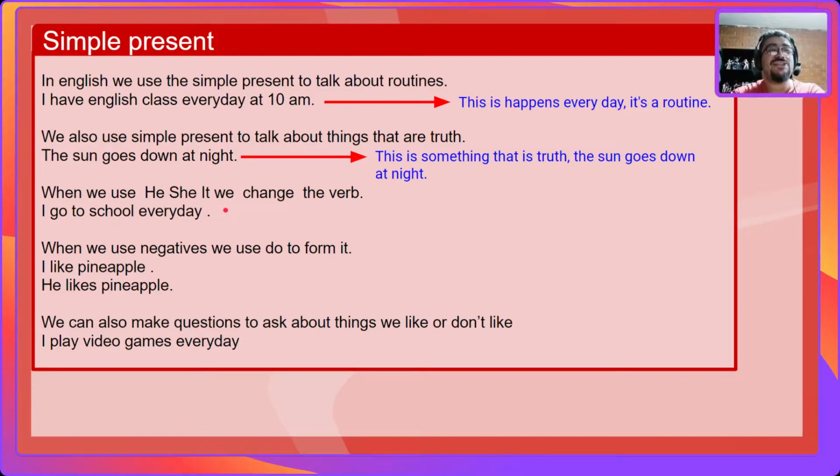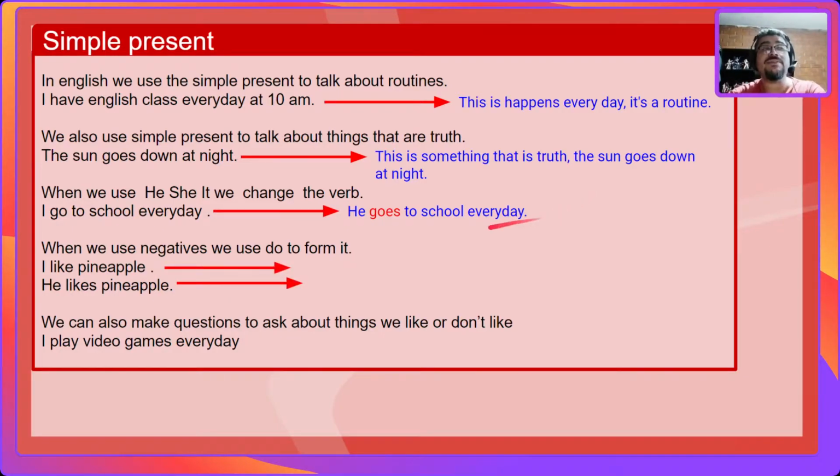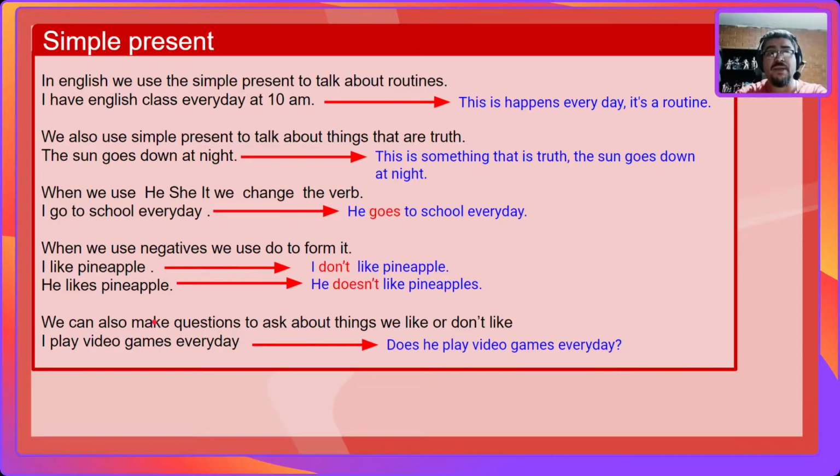When we use he, she, it, we're going to change the verb. So instead of saying I go to school every day, we're going to say he goes to school every day. When we use negatives, we're going to use do to form it. If it's with I, you, we, they, we're going to say I don't like. But if you're using he, she, it, we're going to use doesn't. We can also make questions to talk about things we like or don't like. I play video games every day. Does he like to play video games every day? Or does he play video games every day? So these are the uses of simple present.